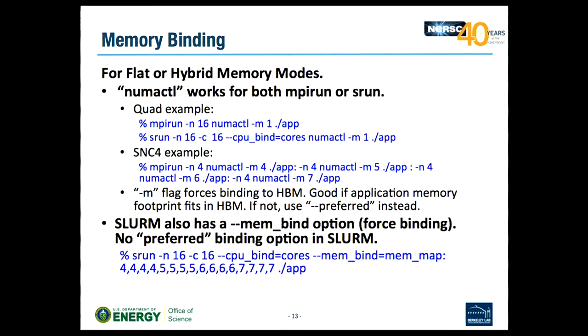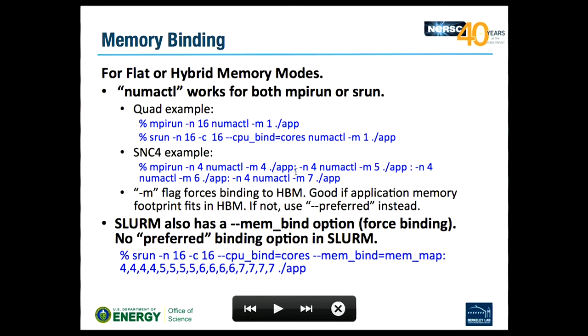Just throwing in one slide of memory binding. So for memory binding, in flat mode, in quad flat, NUMA domain 1 is the HBM. And in SNC4 flat, NUMA domains 4, 5, 6, 7 are the HBM. So you can use the numactl -m option. -m is force binding, and it fails if your memory footprint is over the size of HBM.